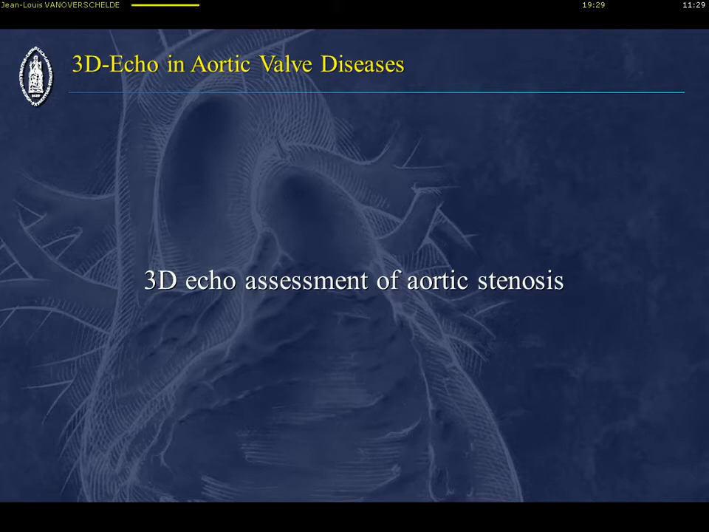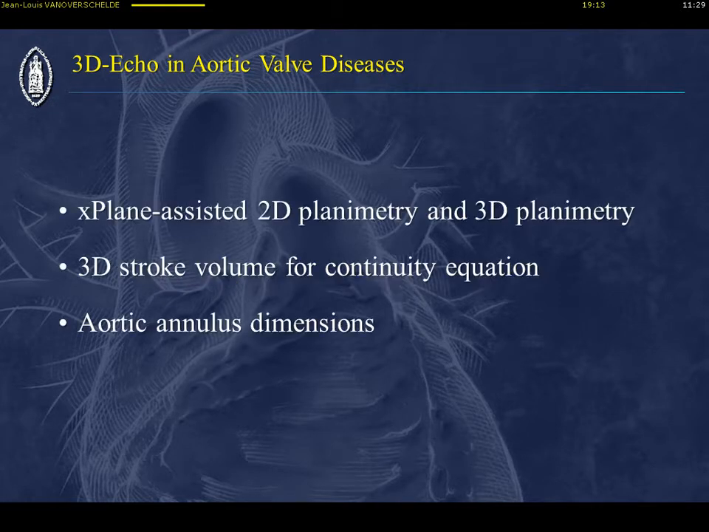The role of 3D echo in assessing aortic stenosis is essentially a help in the quantification of the disease when you are dealing with difficult cases, like you have problems in assessing the subvalvular flow, you don't see the valve very well, and you cannot assess the valve area correctly by transthoracic echo using the continuity equation. So 3D can help by many ways.